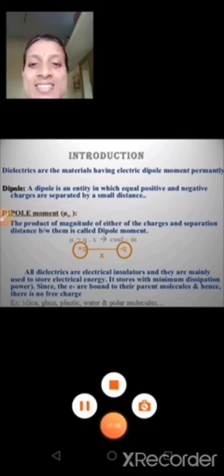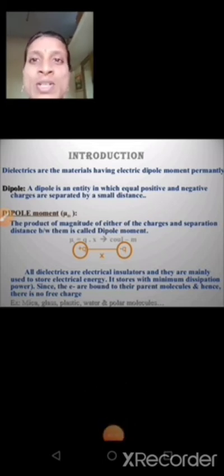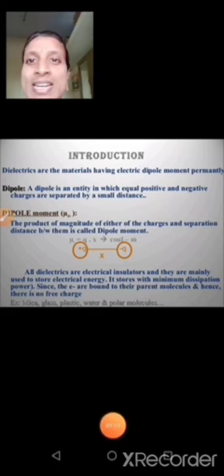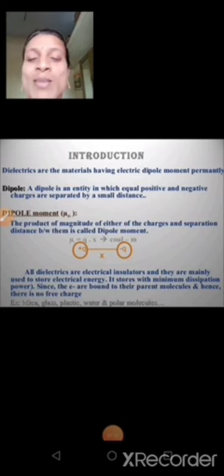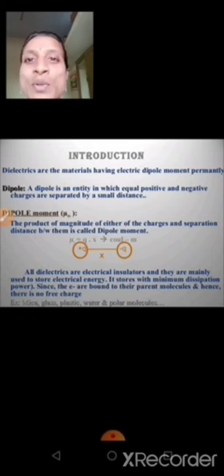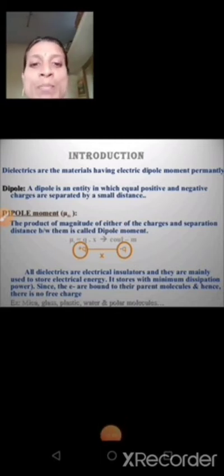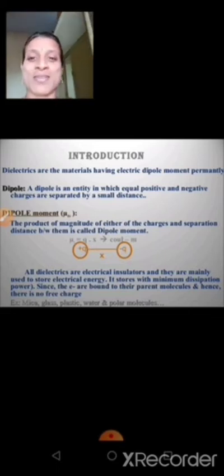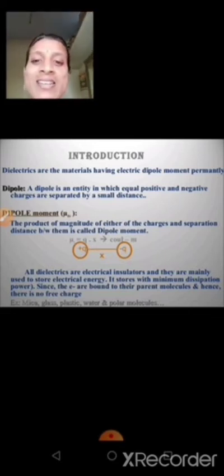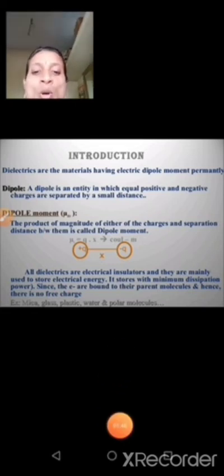Next, all dielectrics come under electrical insulators. We know that electrical materials are of two types, conductors and insulators. Conductors transmit the charge, and insulators cannot transmit the charge because all the electrons are in bound conditions. Next, we use these dielectric materials for storing electrical energy, with minimum power dissipation. Here e minus, the electrons, are bound to the parent molecules because they have negative charge. Hence, there is no free charge. Examples of dielectric materials are mica, glass, plastic, water and polar molecules.